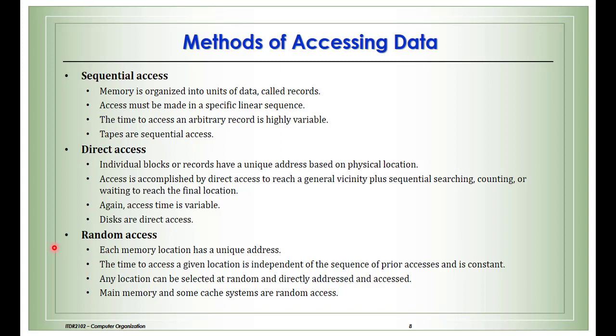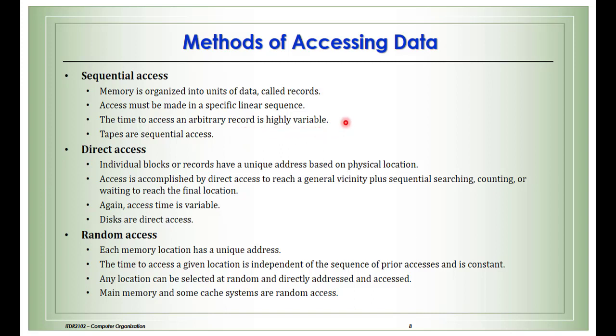So with the tape, we cannot go and read some data in the middle or at the end without reading all the data before that location. So we cannot go to the location directly, so we have to read it in sequential or linear sequence to get to our data. And the time for accessing the data is variable.